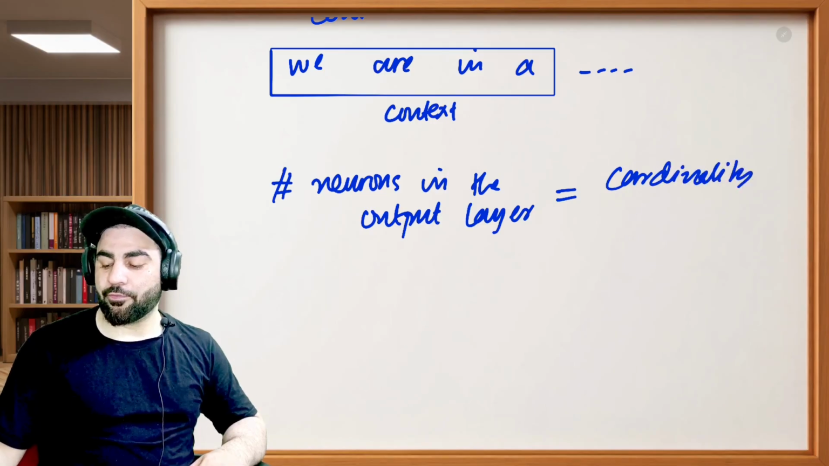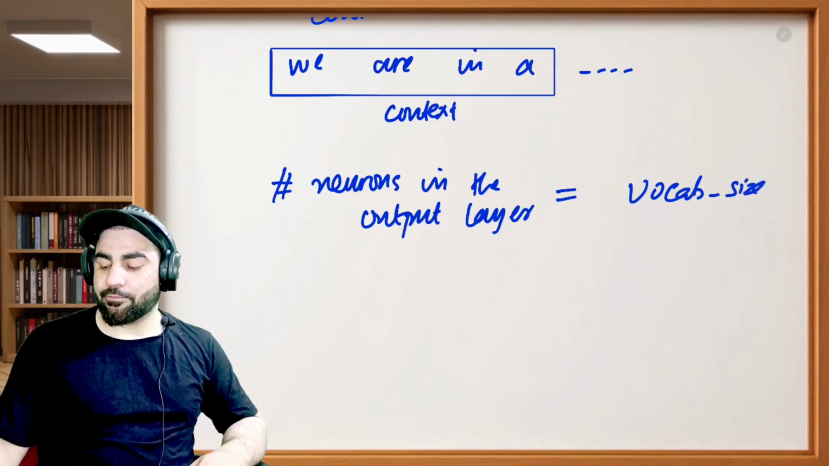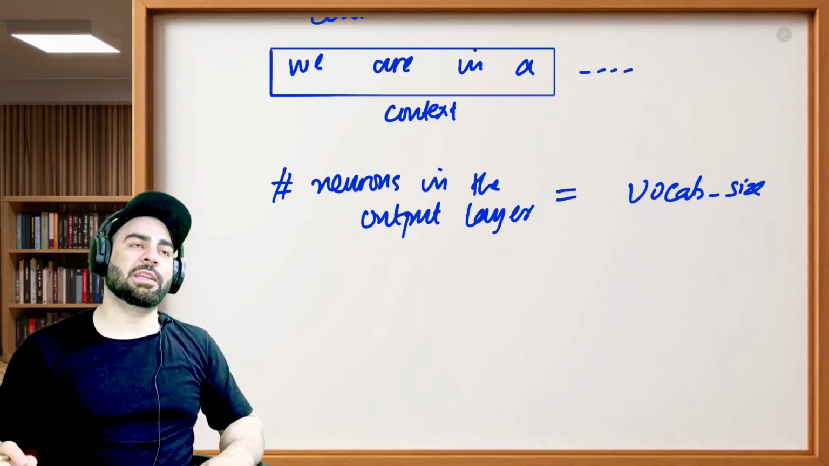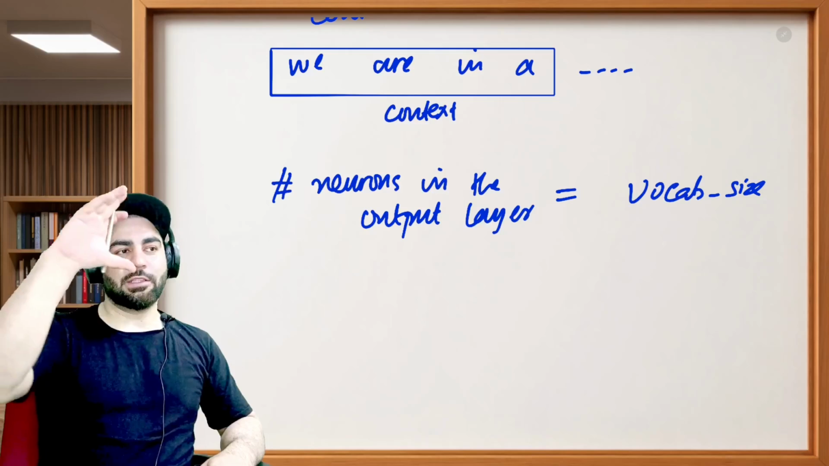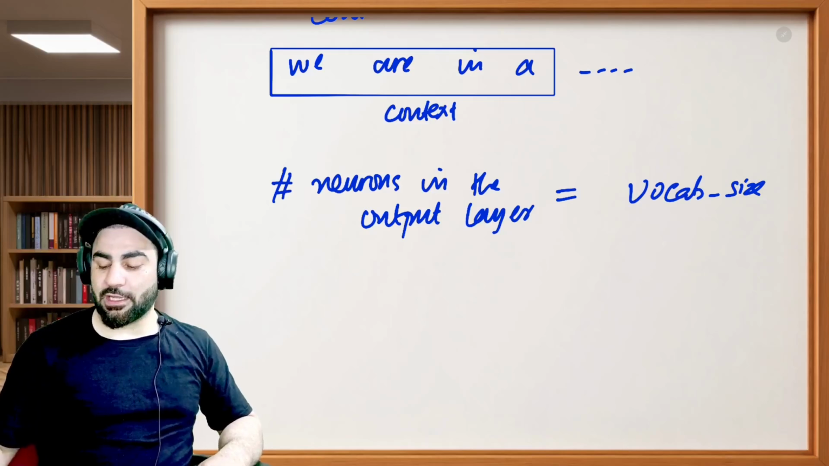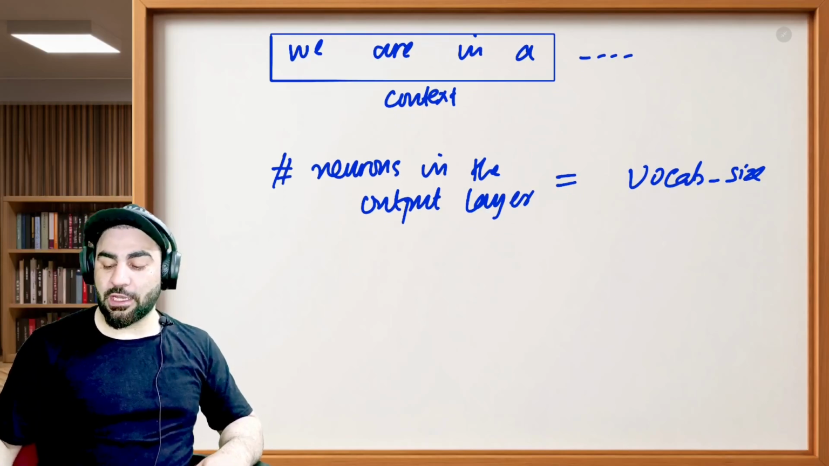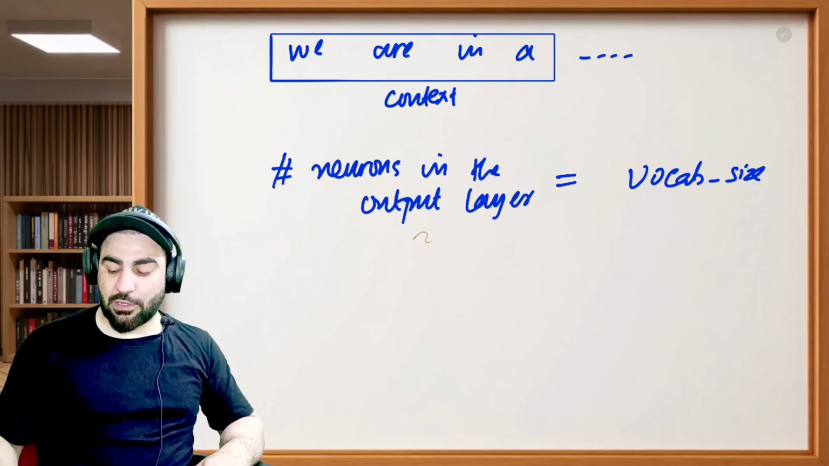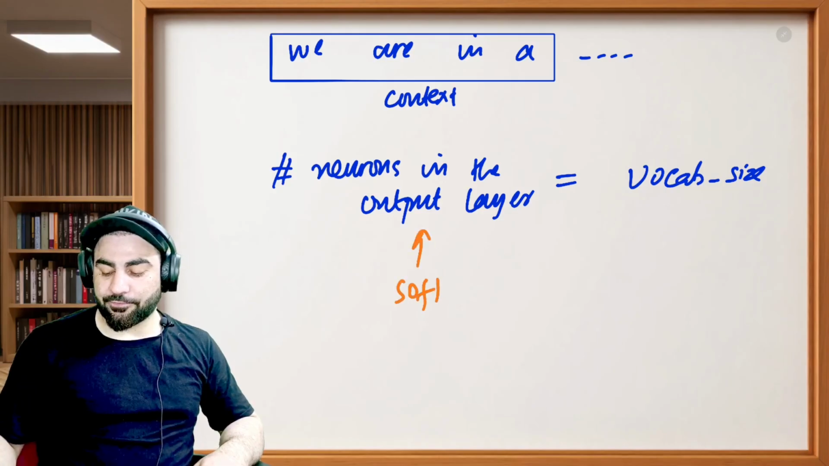Cardinality, or vocabulary size. I can just say vocab size. What is vocabulary? Vocabulary is the total number of tokens that a language model can predict. That is equal to that. And then what you would basically do is apply softmax on these neurons.